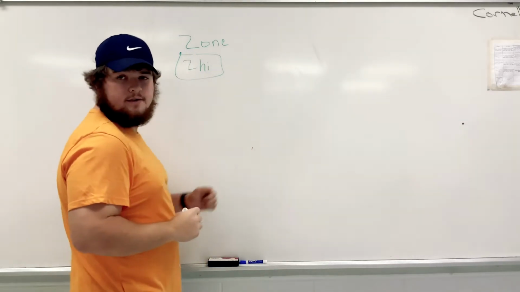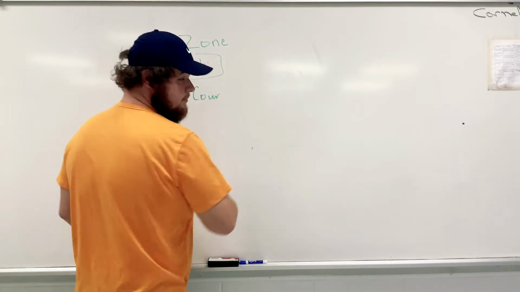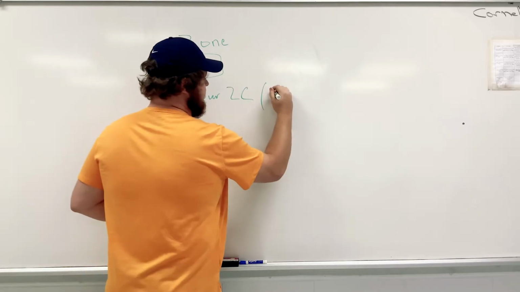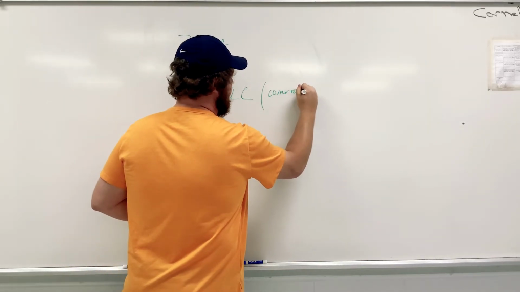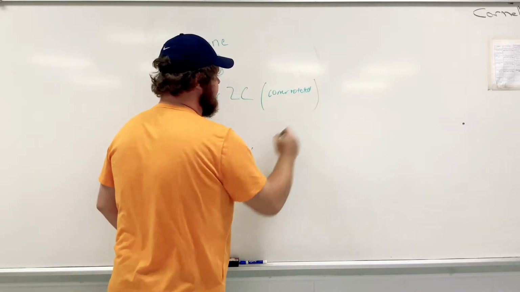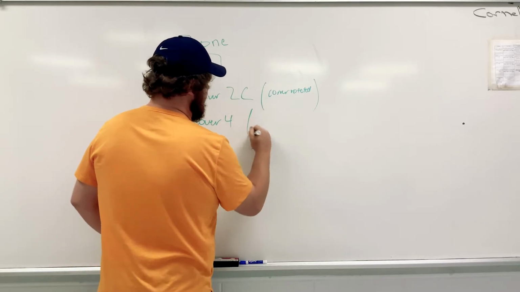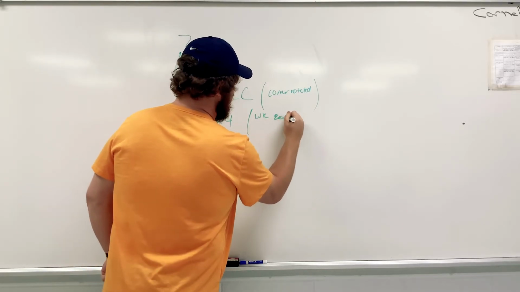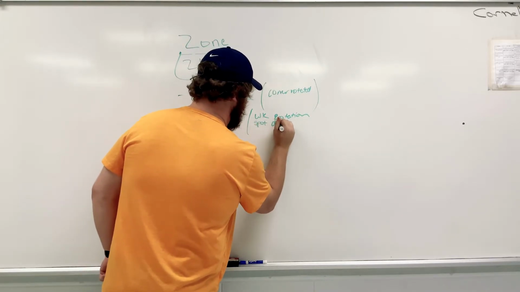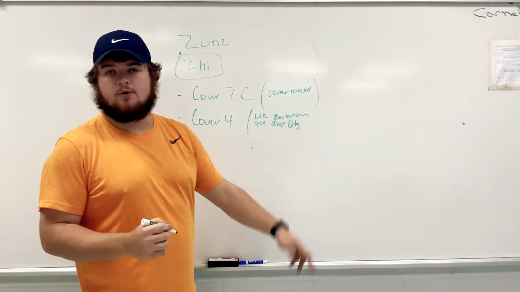All right, our 2 high coverages are going to be cover 2C. This is zone. Make sure you remember these are zone coverages. 2C is going to tell us that we're corner rotated, and we're playing that spot drop zone stuff, okay? And then cover 4, which is a weak rotation, spot drop quarters.